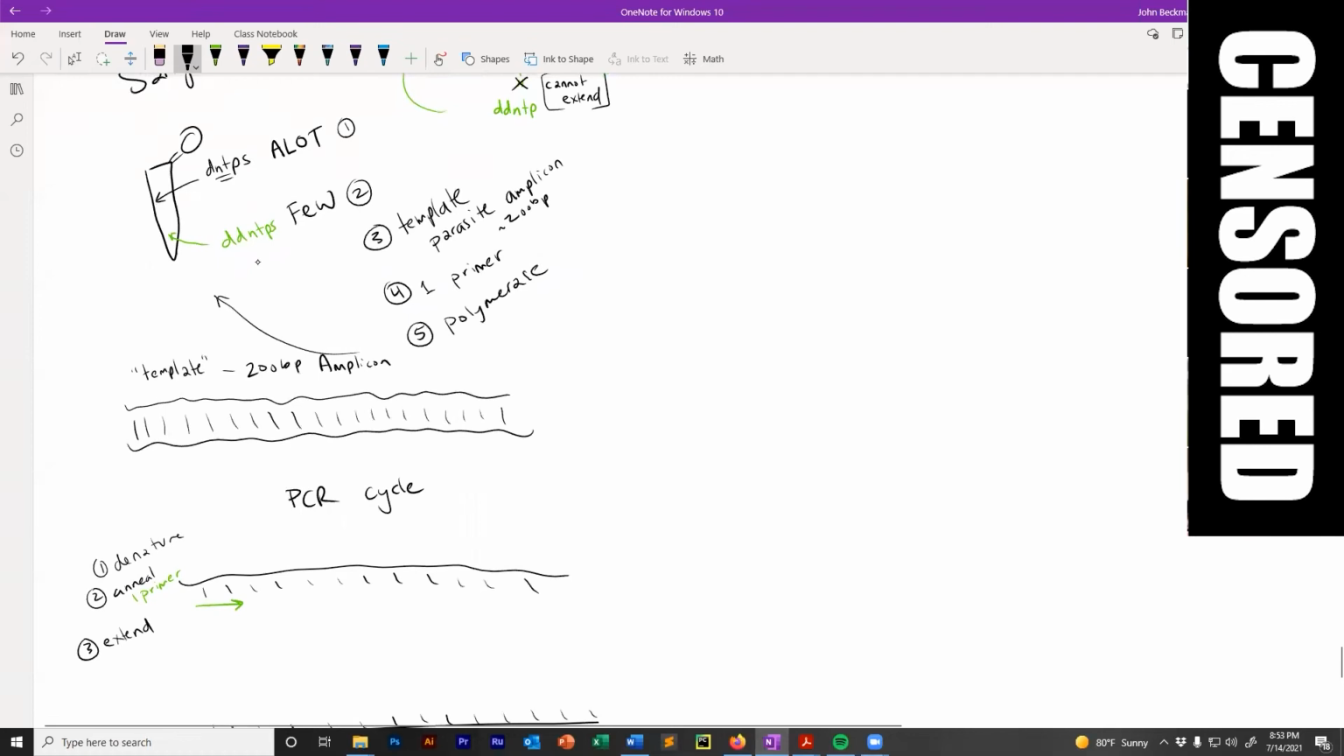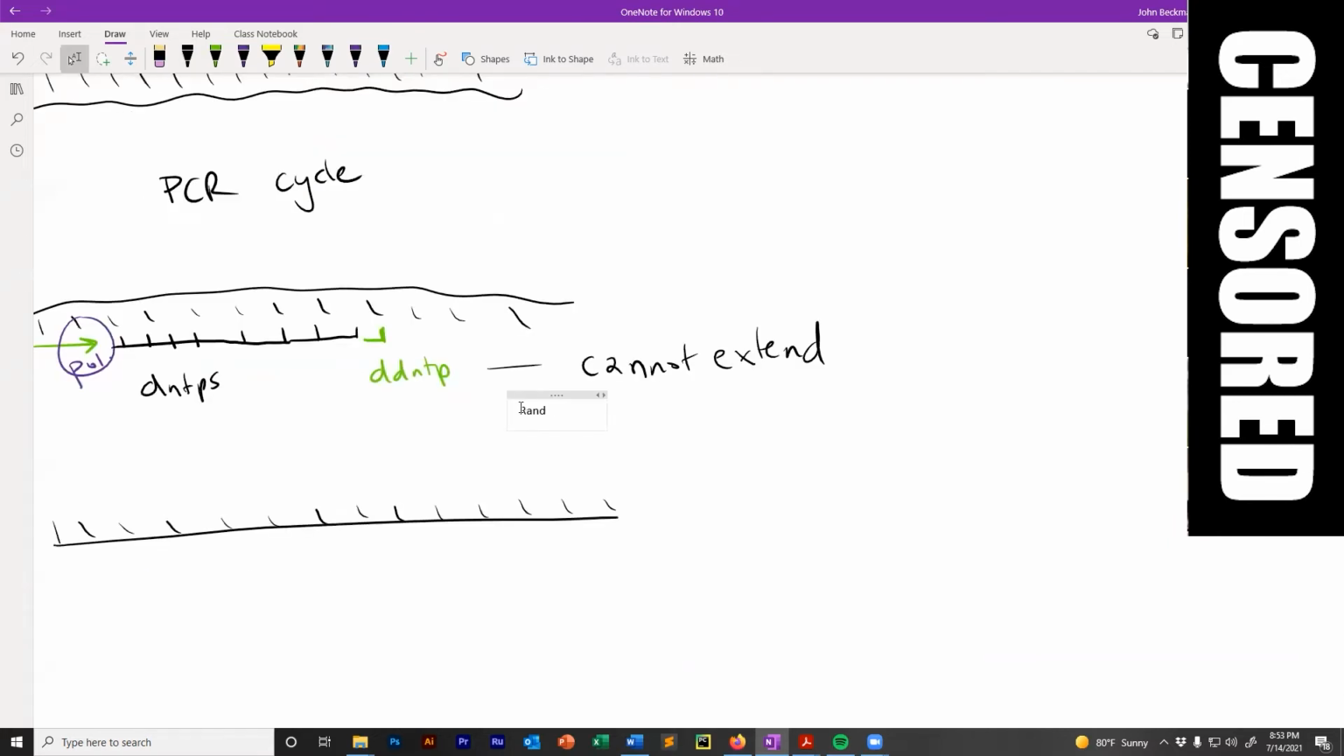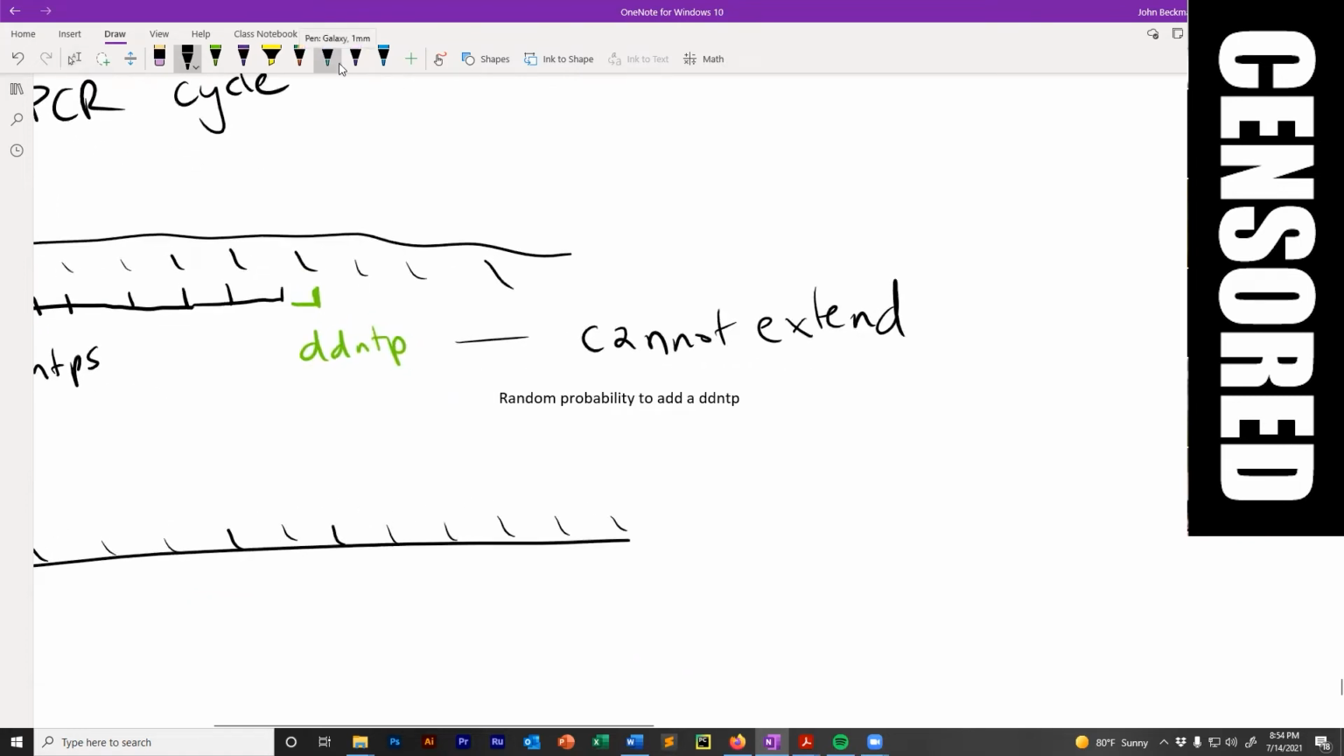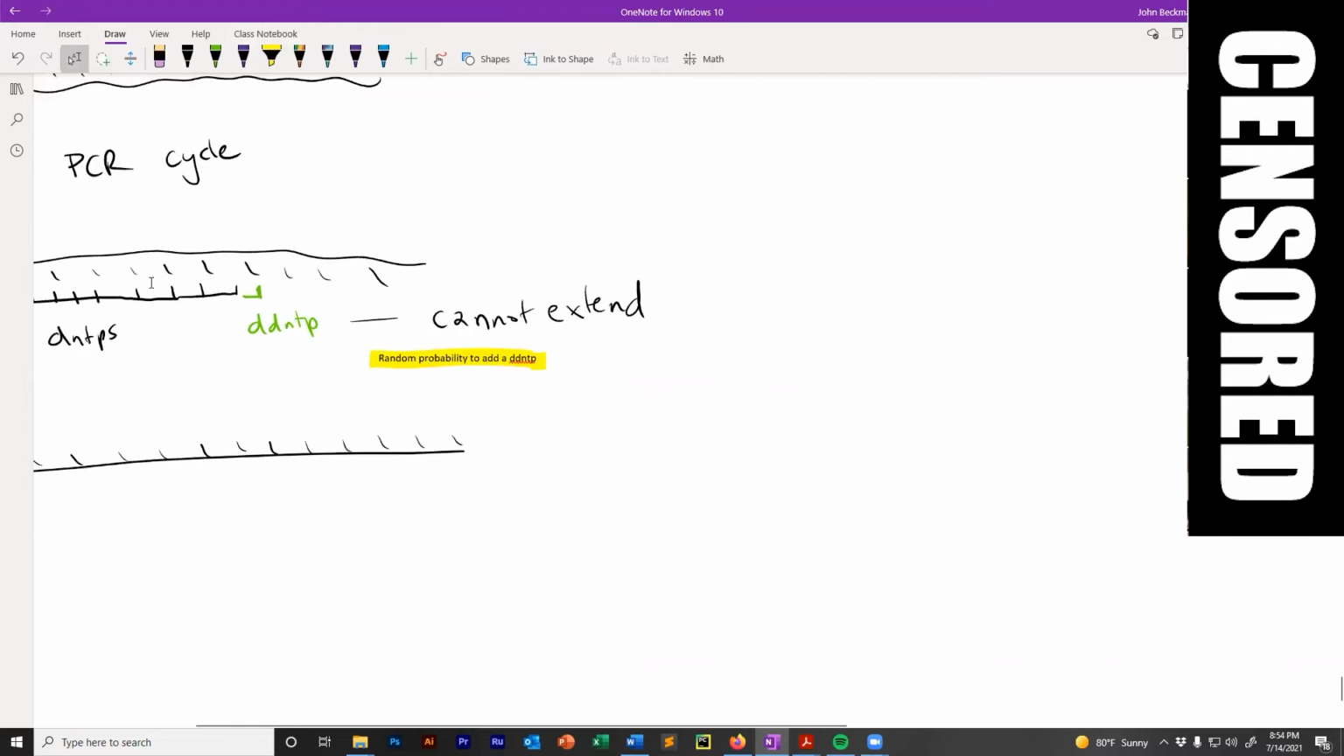Now let's think about the extension when there's a lot of dNTPs and a few ddNTPs. The dNTPs will be black and the ddNTPs will be green. When the polymerase starts writing, most of the bases will be dNTPs, but at some point, 1 ddNTP will get added. And after that, it cannot extend. And this is a random probability to add a ddNTP. This is important. There's a random probability to add a ddNTP.